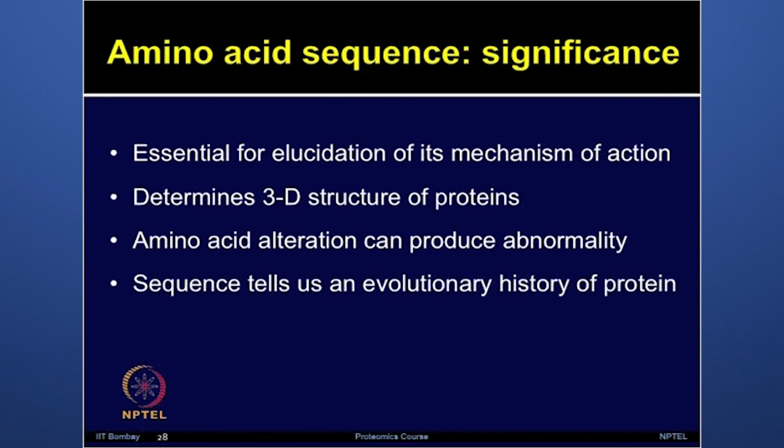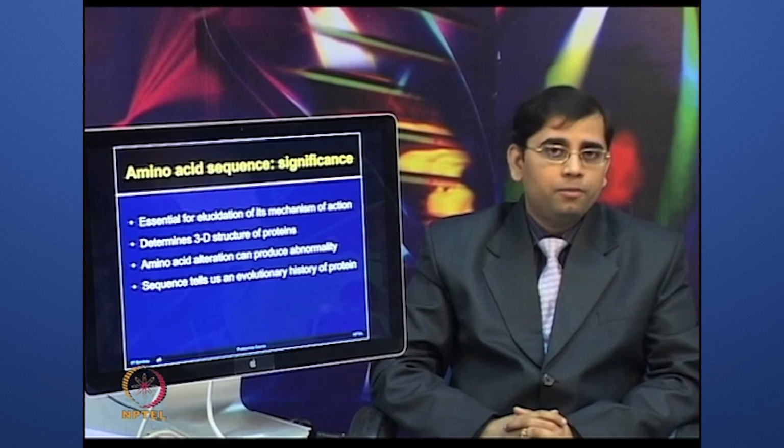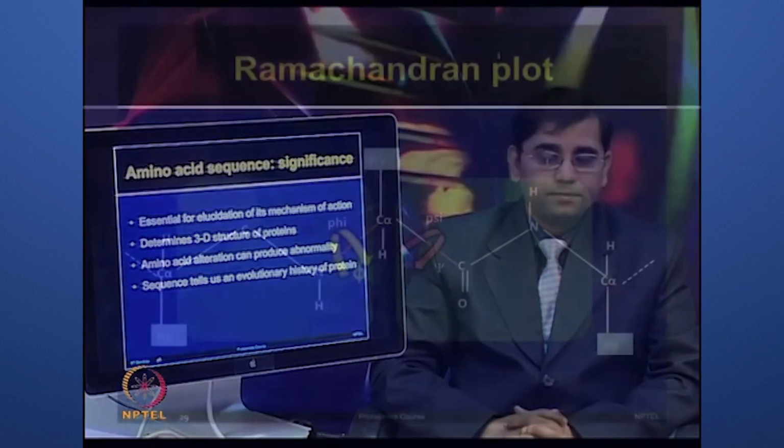The amino acid alterations can produce various type of disease abnormality. For example, cystic fibrosis, change in only one amino acid can give rise to the abnormality. And these amino acid sequences can also tell us various type of evolutionary aspect of the protein. So, various type of information can be obtained from amino acid sequence.